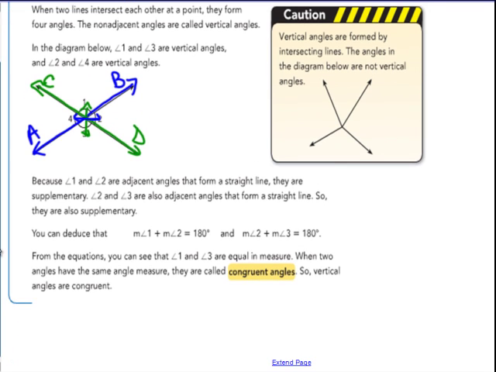So then reading here, let me go to this caution note first. It says vertical angles are formed by intersecting lines. The angles in the diagram below are not vertical angles because this would have to go straight down for this to be a line. So this is not straight lines.